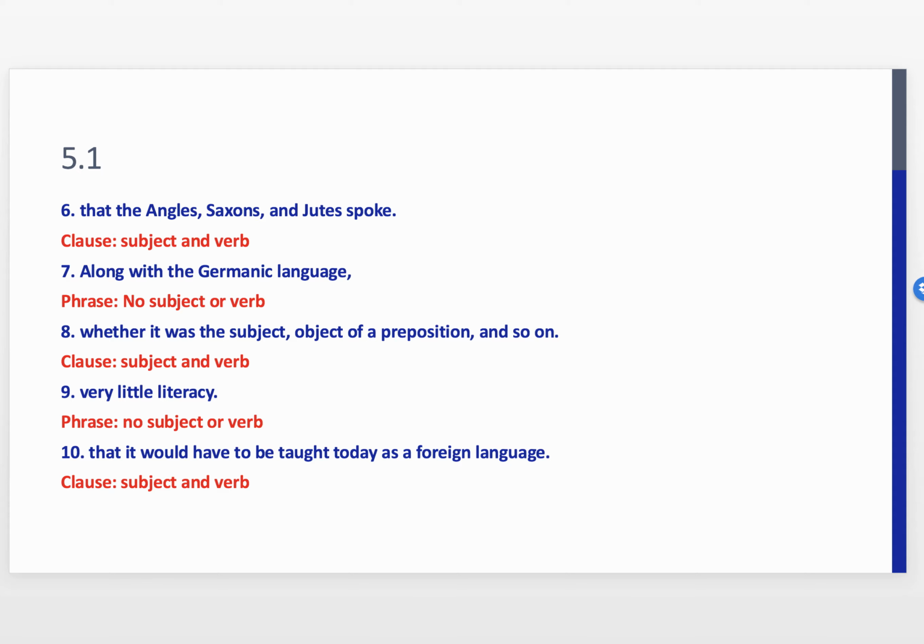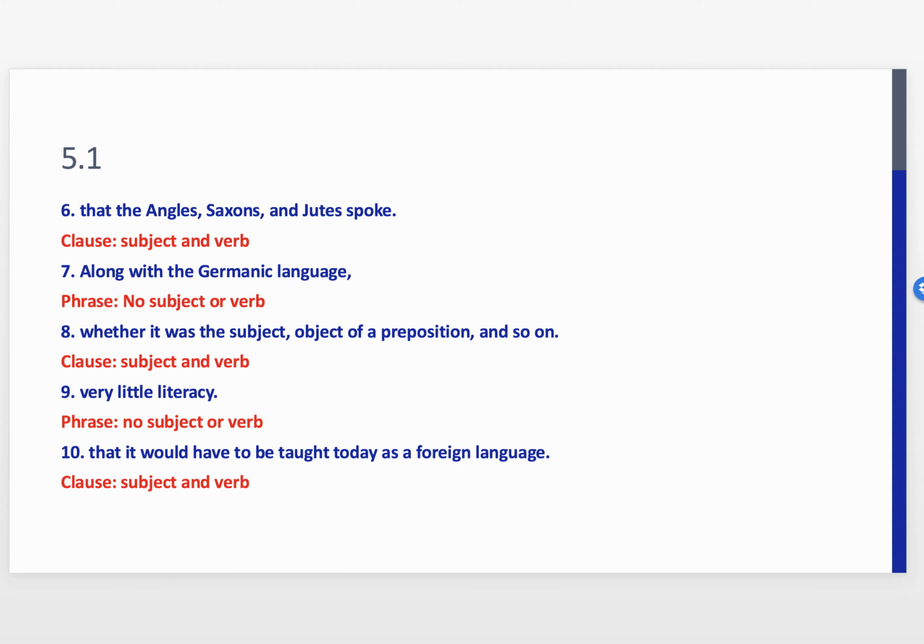Number 8, whether it was the subject, object of a preposition, and so on. So we have a subject, it, and we have a verb, was. So this is a clause. Number 9, very little literacy. So we have a noun, literacy, but there's not a subject and a verb in here. This is just a noun phrase describing something.